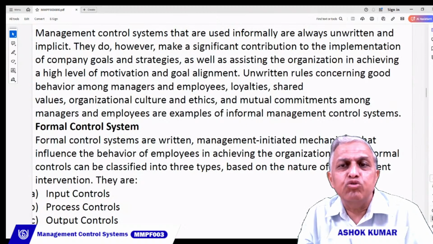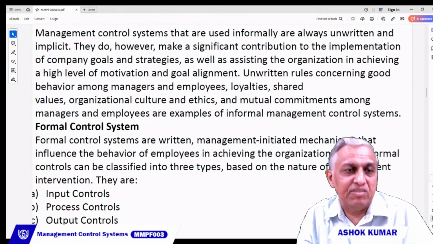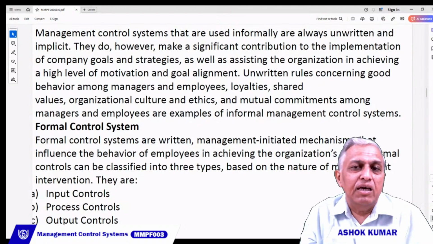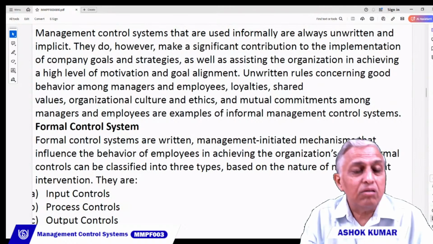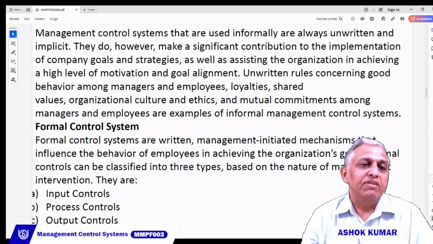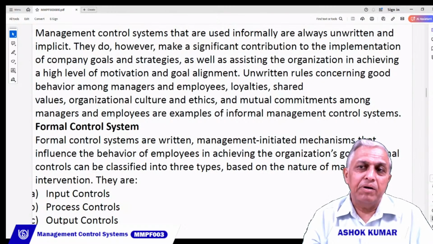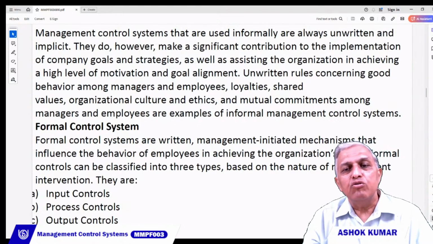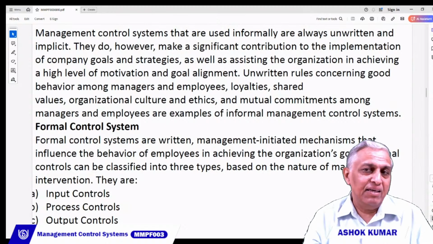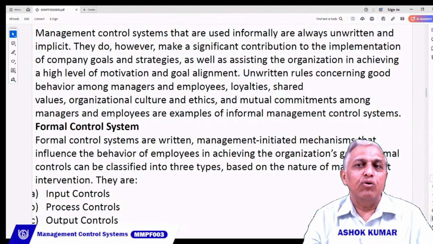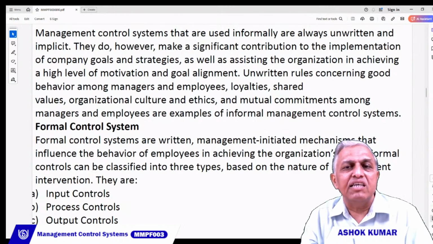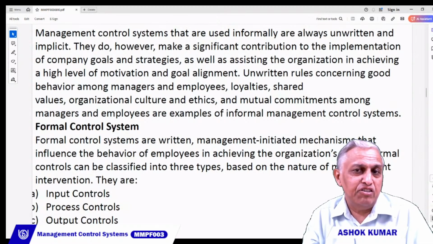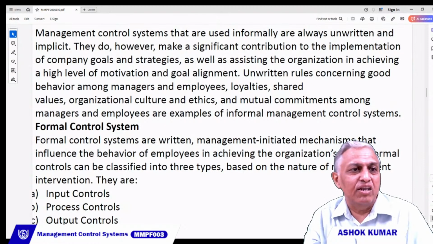Management control systems that are used informally are always unwritten and implicit. For the informal system, you are always thinking about how best we can have a dialogue. Nothing in writing, but only discussion, and motivation also through discussion, to understand the explicit problem, with the least written things and implicit control. They may, however, make a significant contribution to the implementation of company goals and strategies, as well as assisting the organization in achieving a high level of motivation and goal alignment.